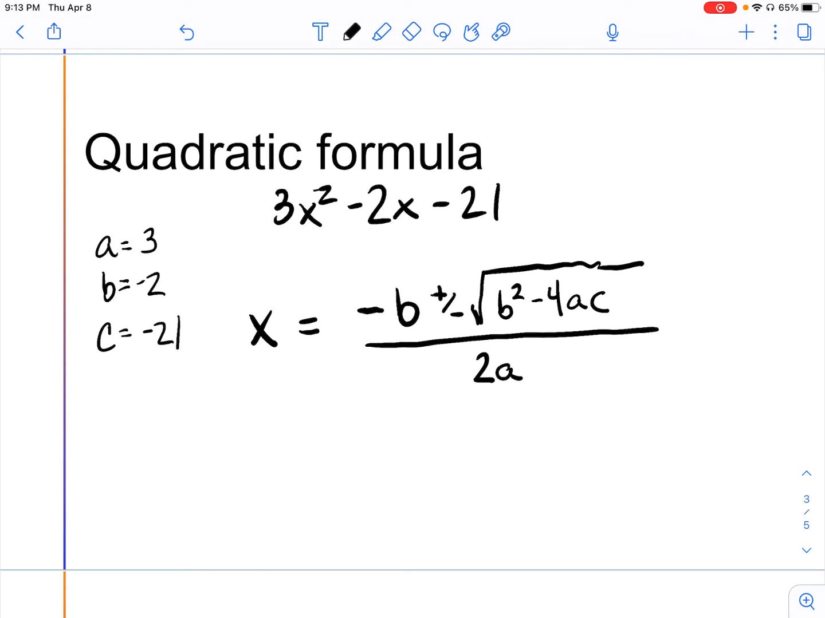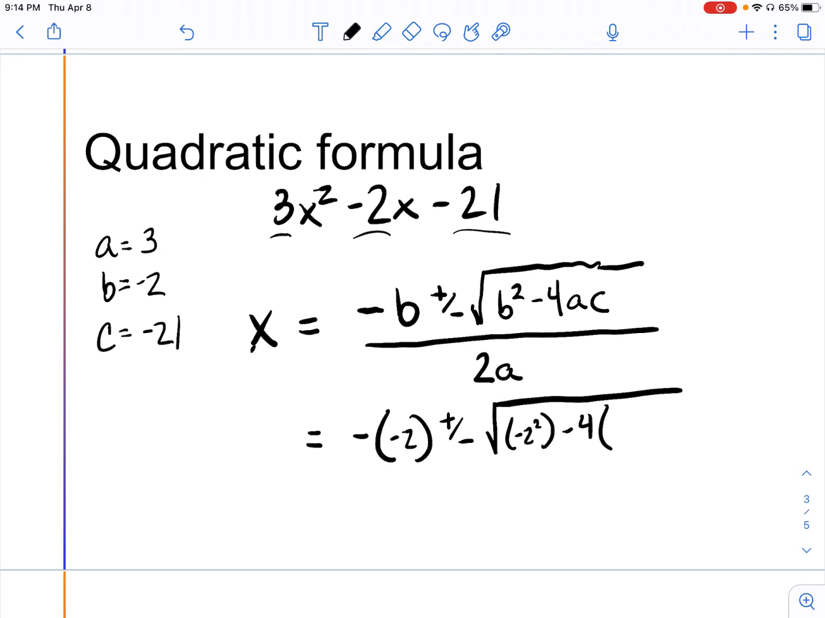So it looks complicated, but in order to solve for x, all you do is go to your equation and look for the values a, b, and c, and you just substitute them in. So in this case, it would be x equals negative -2 plus or minus radical -2 squared minus 4 times 3 times -21, and all that over 2 times 3. And this is where we want to have our calculator because I don't want to do this by hand.